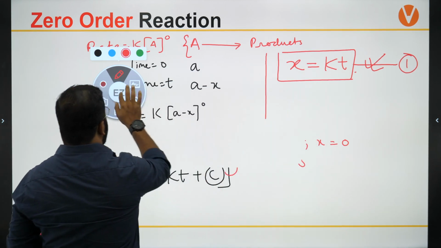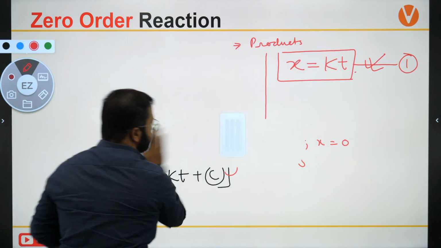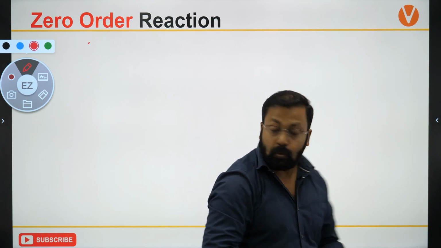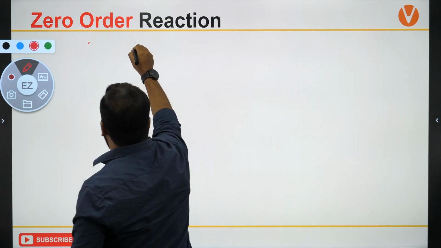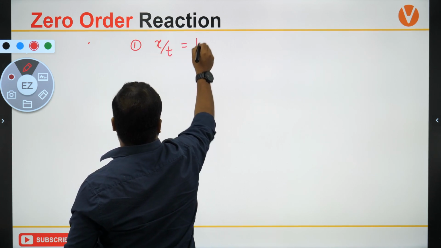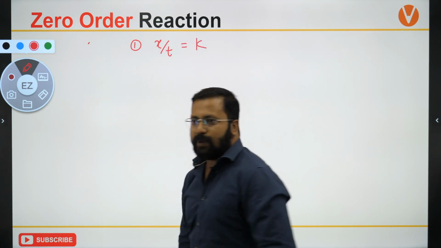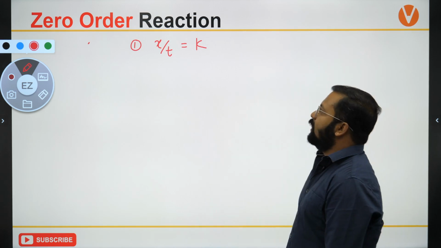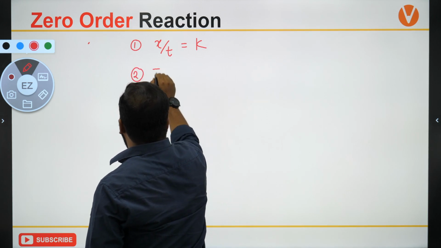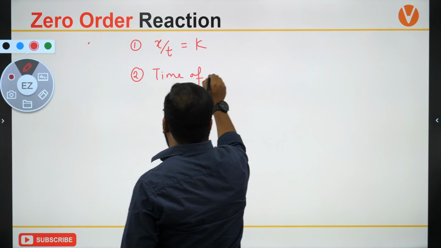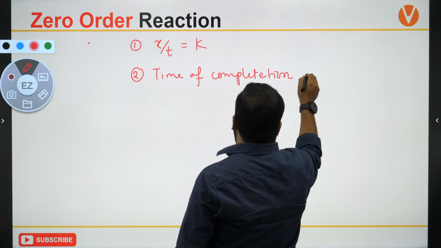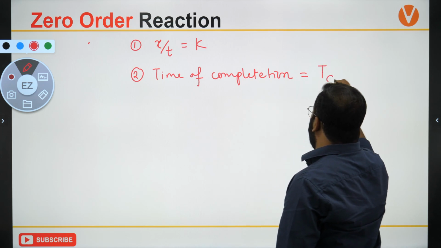So let's try to identify what other things we can infer. So we start with the first expression. x by t is equal to k. This is our first expression which we have inferred from the integrated rate law. Second, time of completion. What is the time it will take for completion?